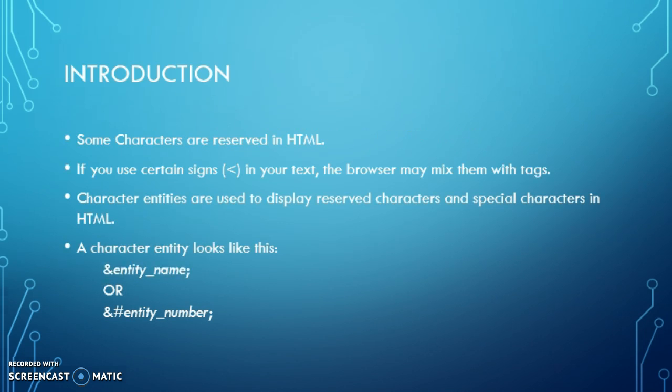Introduction. Some characters are reserved in HTML. If you use certain signs in your text, the browser may mix them with tags. Character entities are used to display reserved characters and special characters in HTML. A character entity looks like this, and I have an example below. You have the ampersand sign, entity_name, semicolon, or the ampersand sign, number sign, entity_number, semicolon.